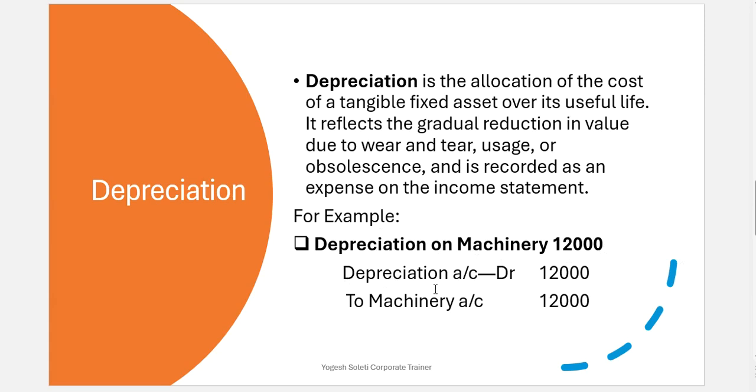We have written an entry like: depreciation account debit to machinery account. Depreciation is an indirect expense. Machinery is a fixed asset. So actually we are not paying any amount, we are just reducing. Okay, is it clear?